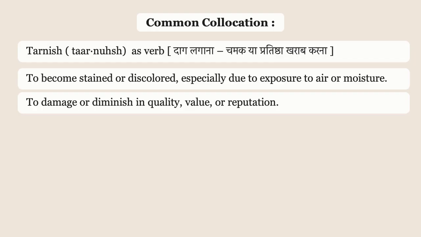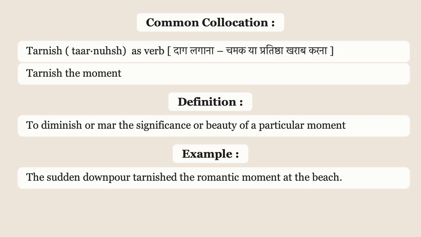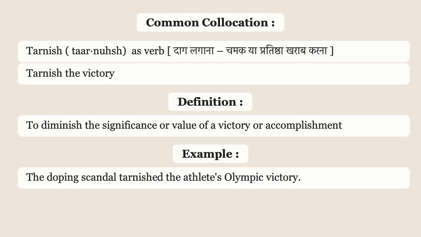Collocation of tarnish. Tarnish the moment. Definition: to diminish or mar the significance or beauty of a particular moment. Examples: the sudden downpour tarnished the romantic moment at the beach. Tarnish the victory. Definition: to diminish the significance or value of a victory or accomplishment. Examples: the doping scandal tarnished the athlete's Olympic victory.